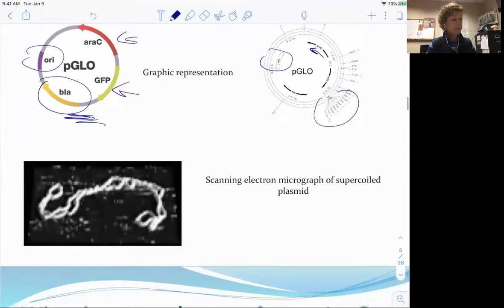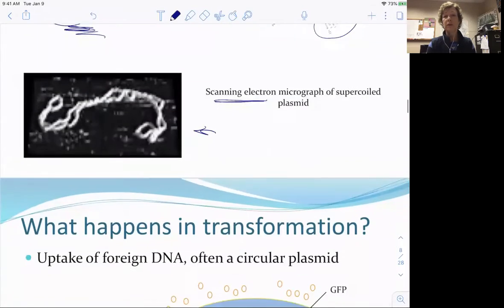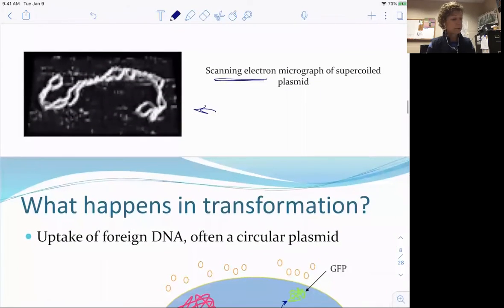If you look at this in the electron microscope, this is what the plasmid looks like. It's a circle. A lot of DNA gets highly coiled, so both the chromosome and plasmids get supercoiled, so they'll actually fit into the cell. So that's a really interesting feature of all DNA molecules.